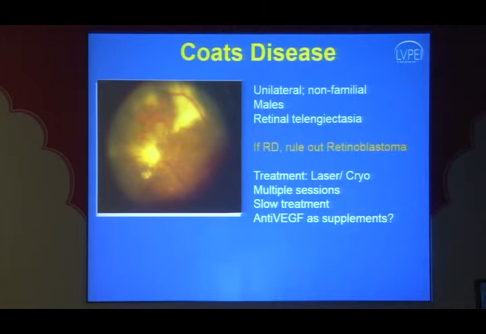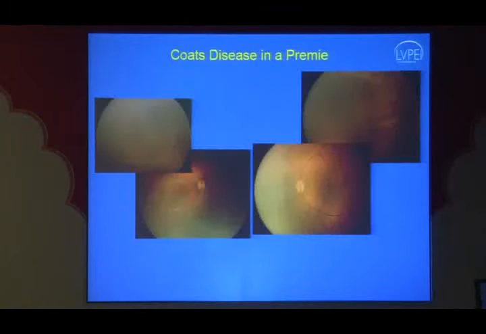So it is very important to rule out retinoblastoma in this group of patients, and treatment is like other vascular retinopathies. But I just wanted to highlight this case. The first time I saw Coats disease in a preemie. So I don't know how prematurity affects Coats disease. So this patient has a normal right eye, very abnormal vessels in the left eye. We treated that at 34 weeks.